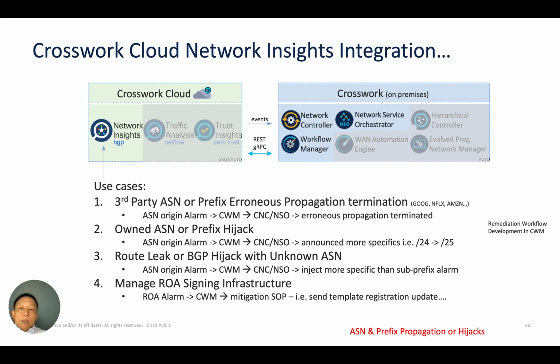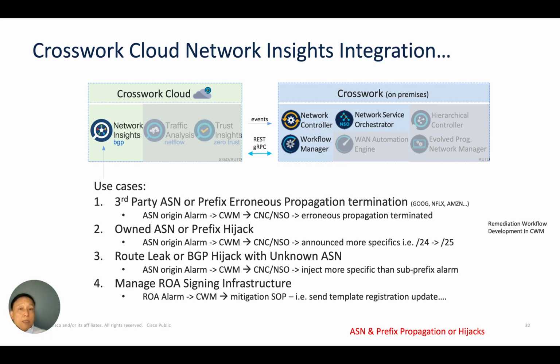Through automation. Using Crosswork Cloud Network Insights, it generates these alarms, and once the alarm is generated, it's sent into Crosswork Workflow Manager. In Crosswork Workflow Manager, you can build some router automation kits and put in some logic and rules to follow. From there it goes into Crosswork Network Controller or NSO, and in this case the erroneous propagation is terminated.